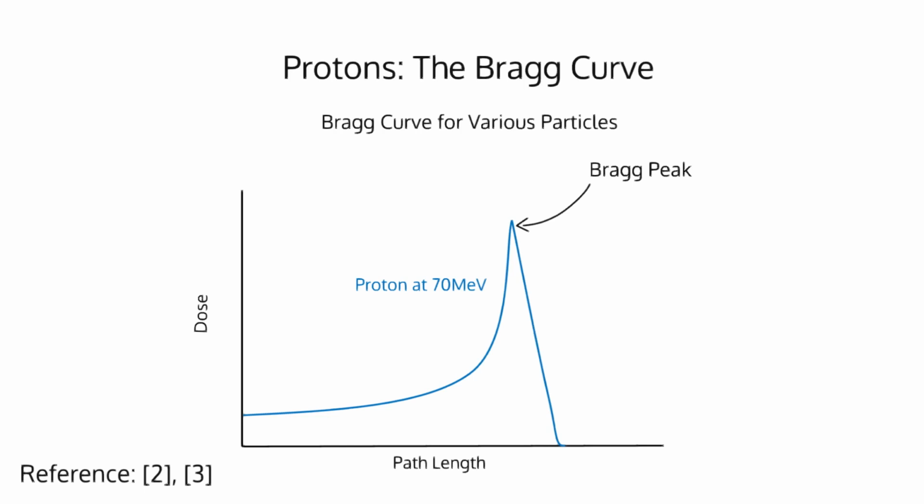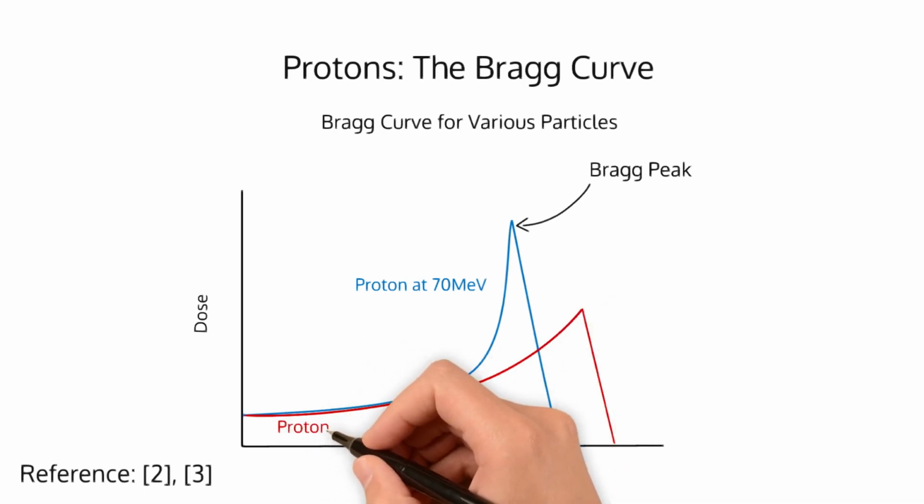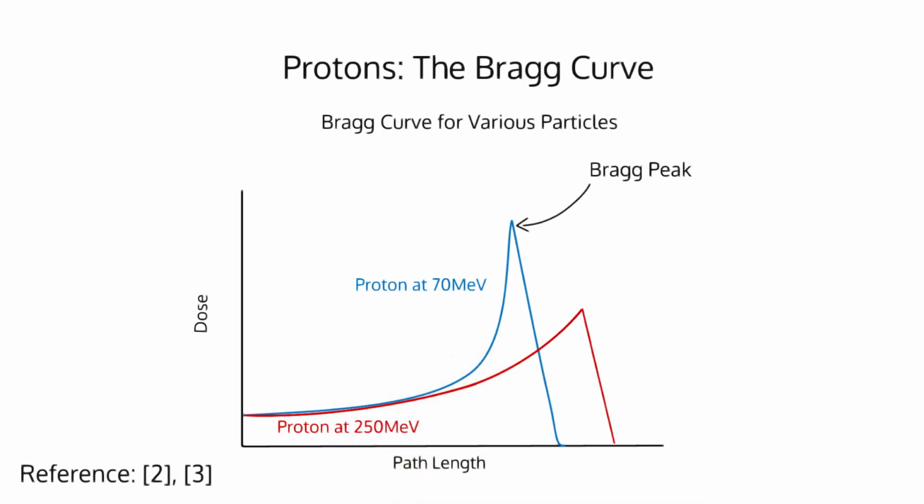The Bragg peak actually varies with the energy of the proton, with higher energy protons having peaks further along their path lengths, and drops to zero almost immediately after the peak. This means we would simply need to increase or decrease the energy of a proton beam to get its peak to occur within the tumour.